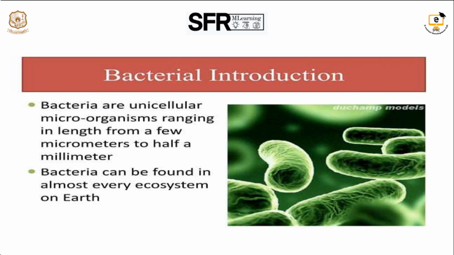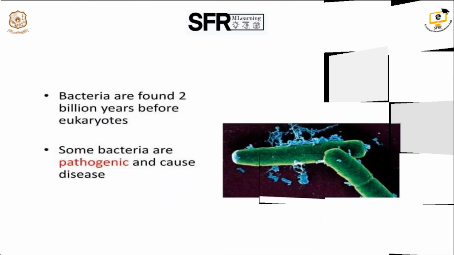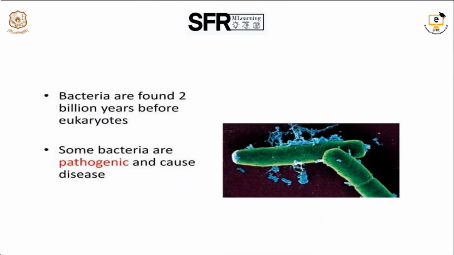Bacteria can be found in almost every ecosystem on earth. Bacteria were found 2 billion years ago. They come under prokaryotes, not eukaryotes. Some bacteria are pathogenic and cause disease. Here you can see a rod-shaped bacteria, a bacillus. This kind of bacillus is present in milk.